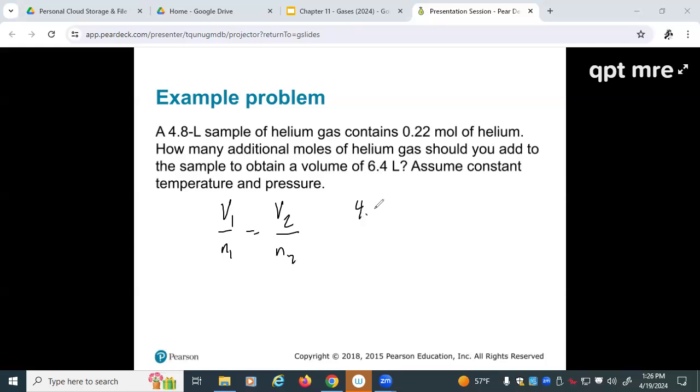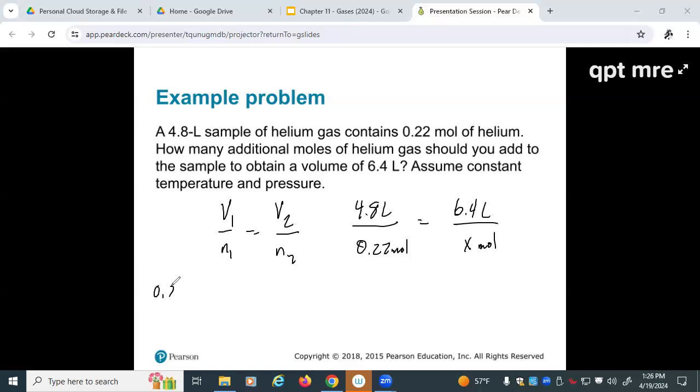I know that I'm starting with 4.8 liters, and that contains 0.22 moles. And I want it to go up to 6.4 liters. Question is, how many moles would that be? Now, in this particular case, we could solve it algebraically. If we were going to solve it algebraically, the thing to do would be to flip it, then do your algebra.